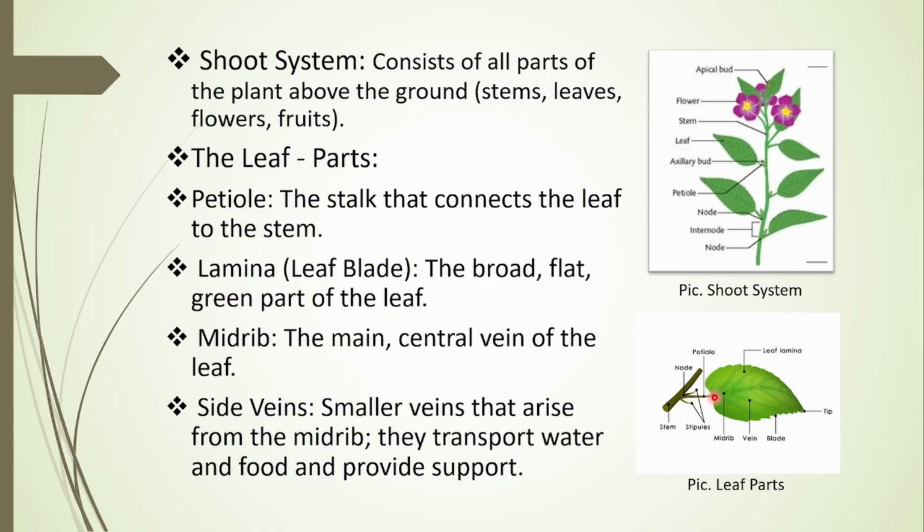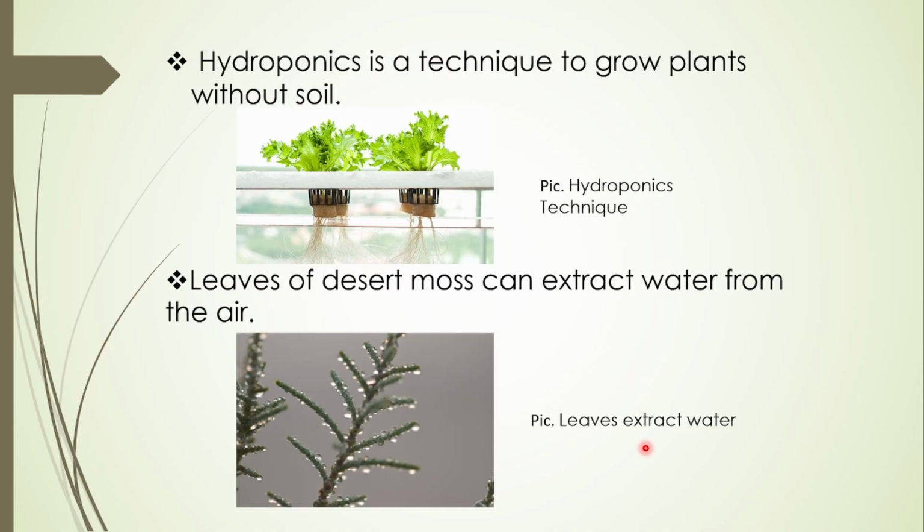Midrib vein, central vein, and side veins, smaller veins that arise from the midrib. They transport water and food and provide support. The main rib having sub veins. These are the sub veins. This provides water and food to the last end of the cell with the help of side veins.